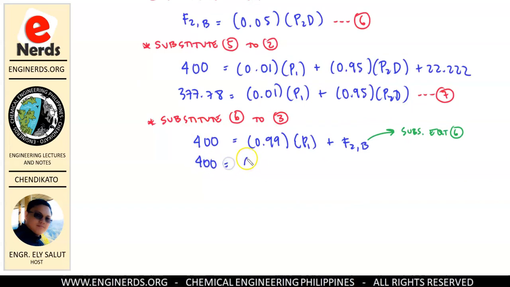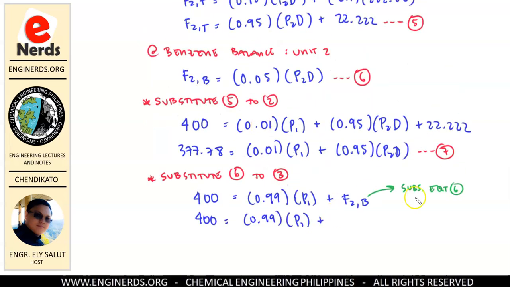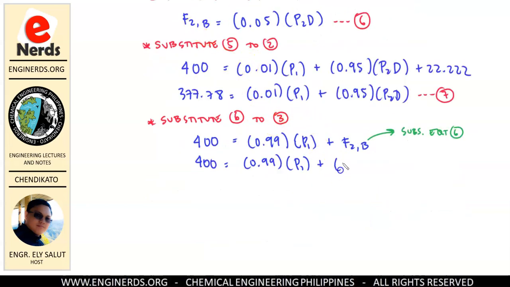So we have 400 is equal to 0.99 times P1 plus F2B from equation 6. This is equation 6. So F2B is equal to 0.05 times P2D. Okay? Now, ano yung mapapansin ninyo? I'm going to name this as equation number 8. So, ano yung mapapansin nyo? Equation 7, ang variable natin is P1 and P2D. Equation 8, ang variable natin is P1 and P2D. So, pareho lang, no?